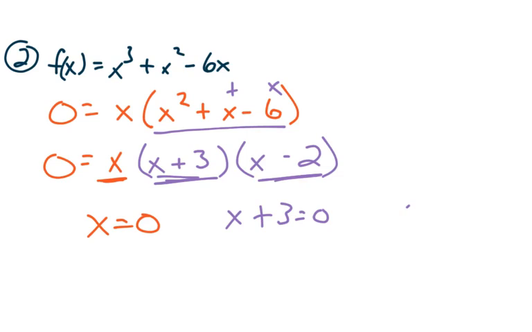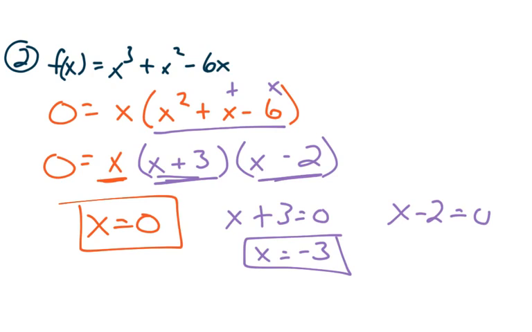So, x equals 0, that one's already done. X plus 3 equals 0, which means x is equal to negative 3. There's that one. And then x minus 2 equals 0 implies that x is equal to 2. Okay, so there are my three solutions. None of them repeat, which means they are all an odd number of times. 1 is an odd number.